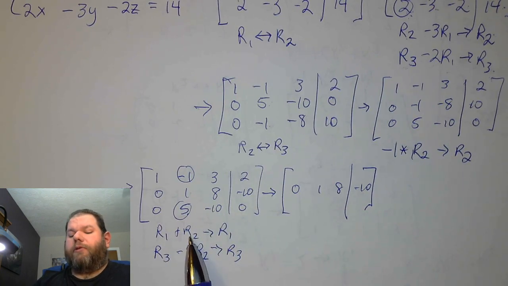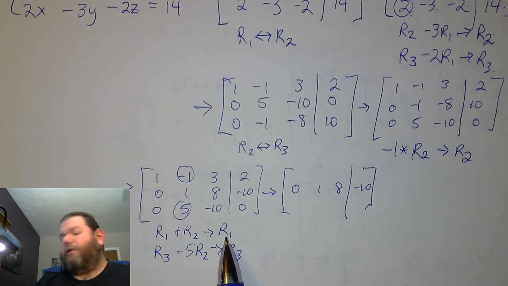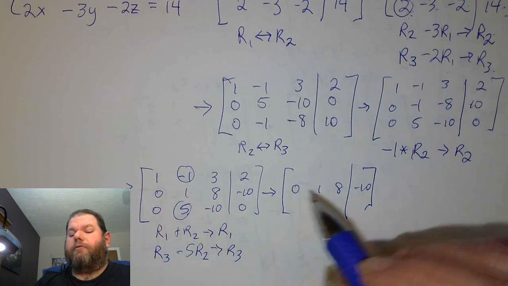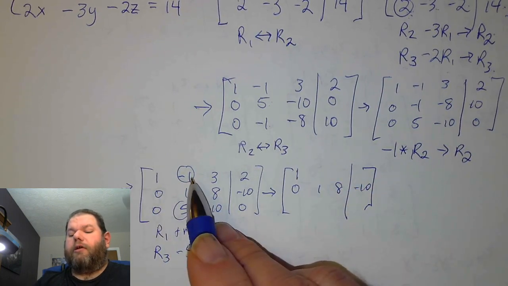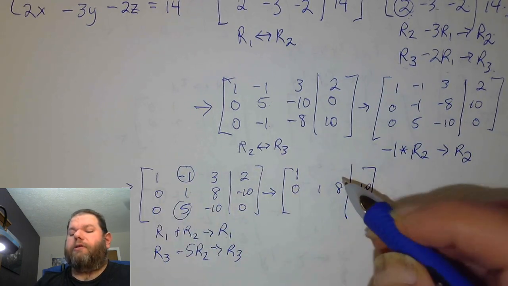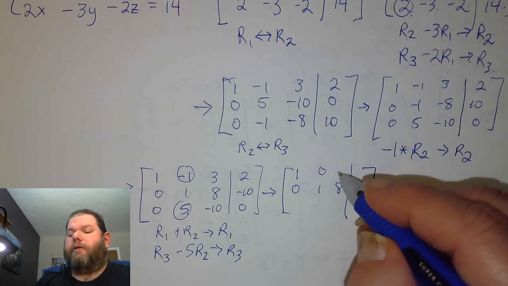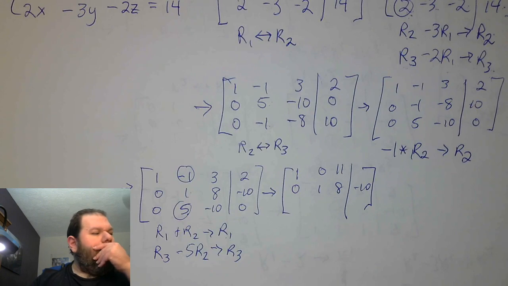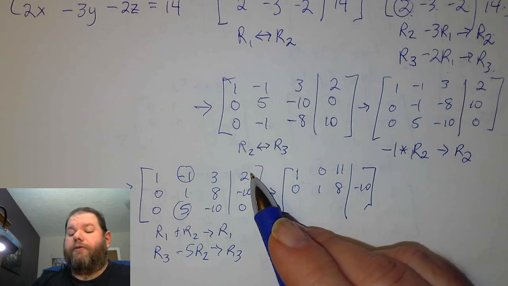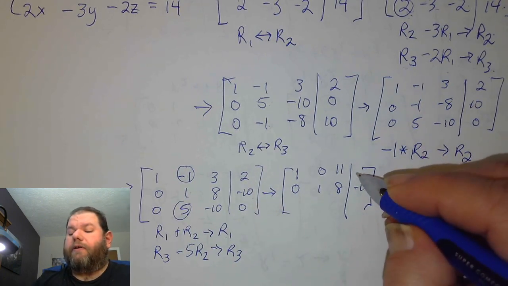So for row 1 plus row 2, replace row 1. 1 plus 0 is 1. Negative 1 plus 1, 0. 3 plus 8, 11. And then 2 plus negative 10 is negative 8.